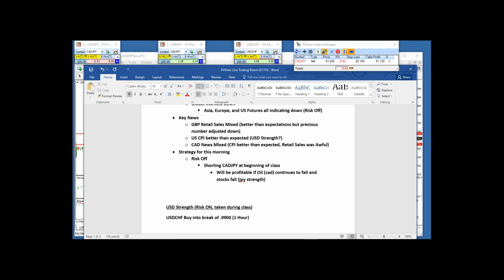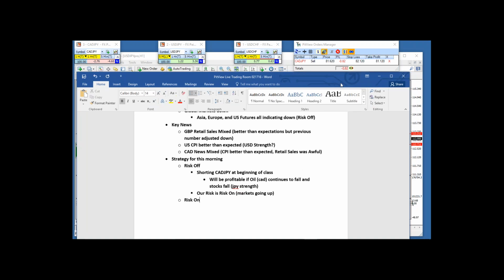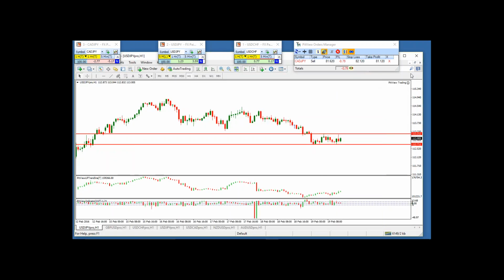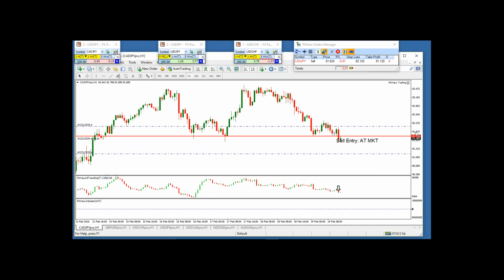So if oil continues to fall and stocks fall, if we have a risk-off day, that should lead into a profitable trade on shorting that CAD yen. Our risk is risk on, so that would be markets going up, reversing course and going up. So if the markets fight the trend, our risk on scenario would actually be looking to go long on dollar yen.